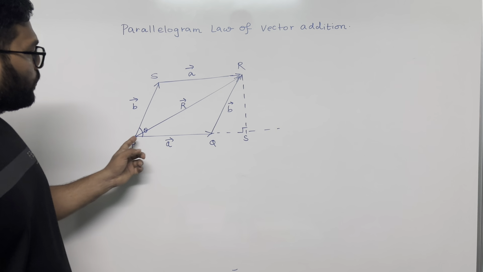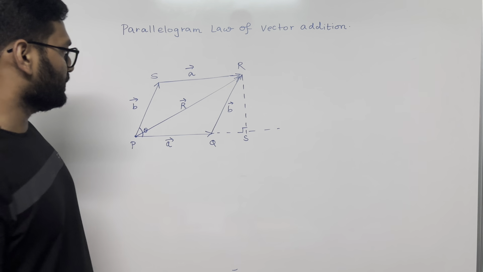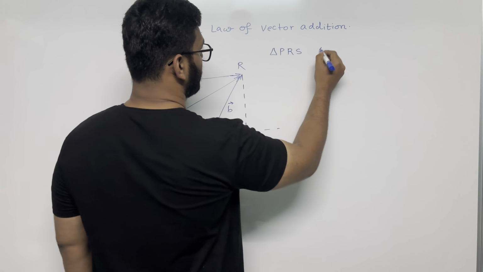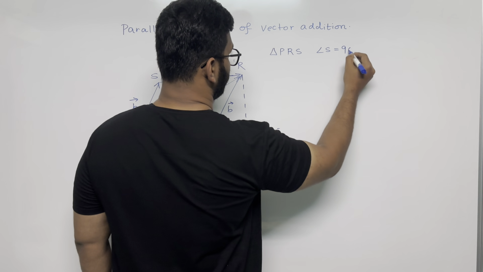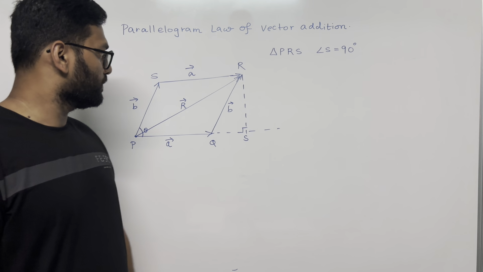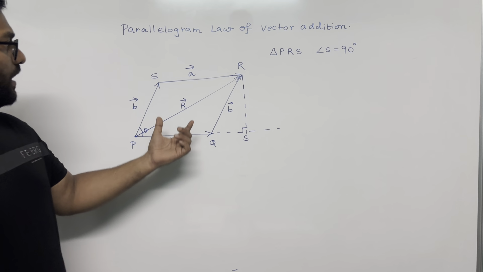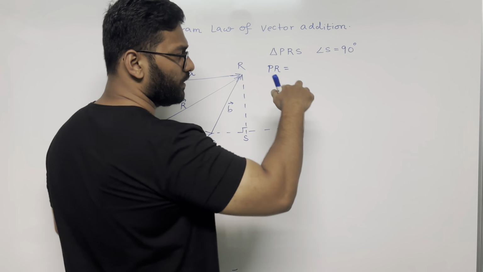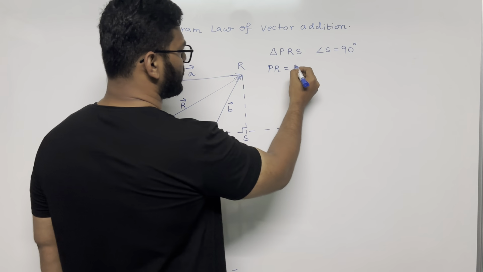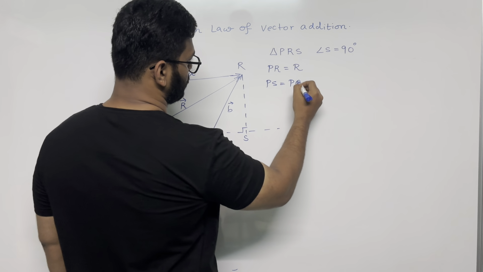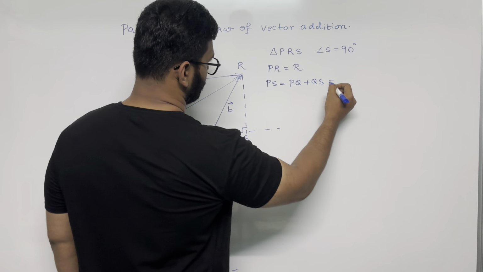Now I have a new triangle PRS with angle S being 90 degrees. In triangle PRS, angle S is 90 degrees, so this triangle becomes a right angle triangle. PR is nothing but the magnitude of the resultant vector, r bar mod, so I will just write it as r. Now what is going to be PS? See, PS is going to be PQ plus QS.